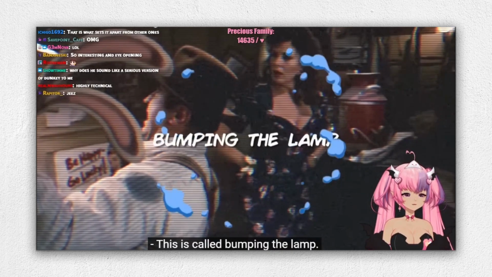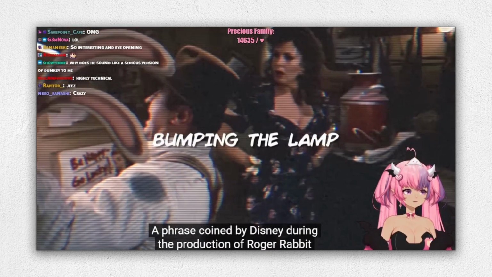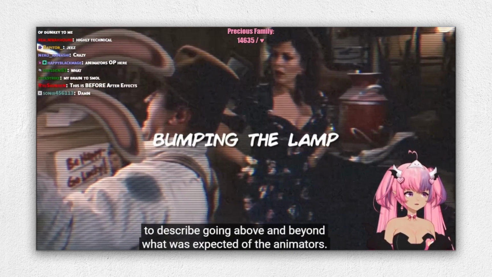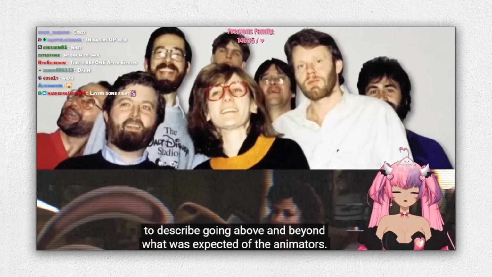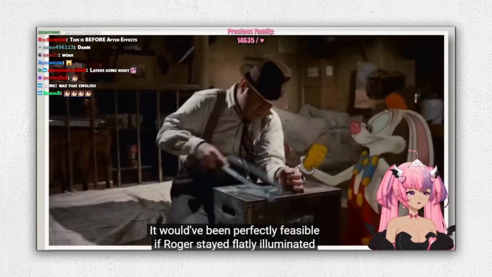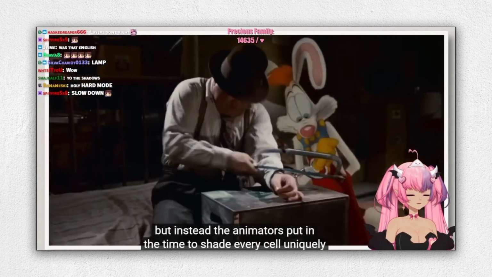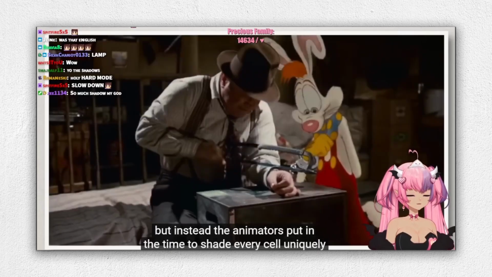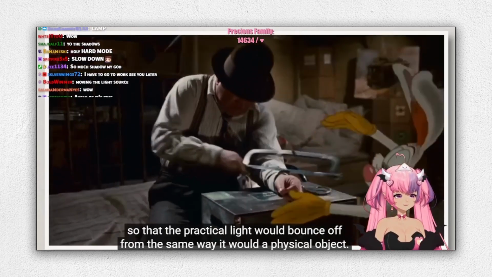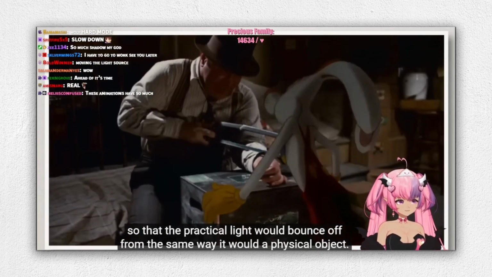This is called bumping the lamp, a phrase coined by Disney during the production of Roger Rabbit to describe going above and beyond what was expected of the animators. It would have been perfectly feasible if Roger stayed flatly illuminated throughout this scene like a cartoon normally would, but instead, the animators put in the time to shade every cell uniquely so that the practical light would bounce off him the same way it would a physical object.